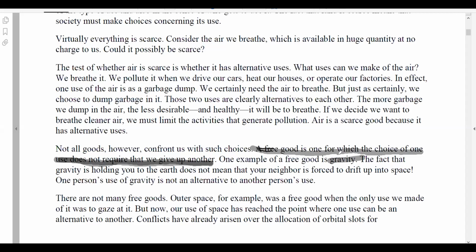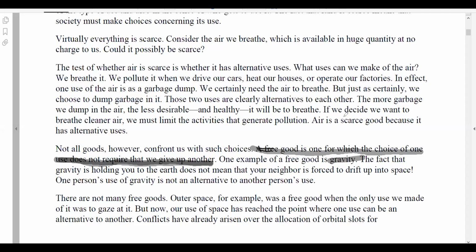So when one uses gravity, does it mean that the next person will not have it? Maybe they can float into space because they don't have it. No, because all of us can use gravity at once, because gravity is a free good. Once I use it, someone else can also use it at the same time. Yes, so that's a very good example of a free good.